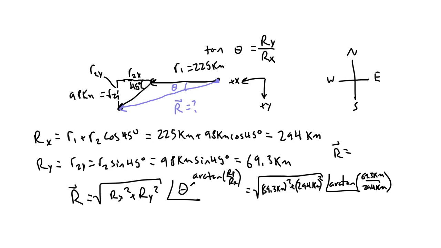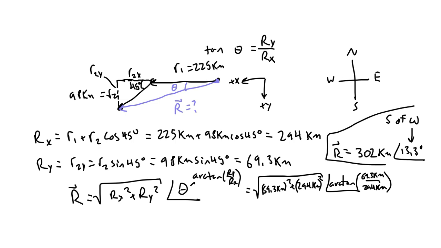And if I do that, I'm going to get that R has a magnitude of 302 kilometers, and that's going to be at an angle of 13.3 degrees. And now that is going to be an angle that is south of west. We do have to specify with relation to something what that angle is. So that will be how we do that question. Hope that made sense, and I hope that helped out.